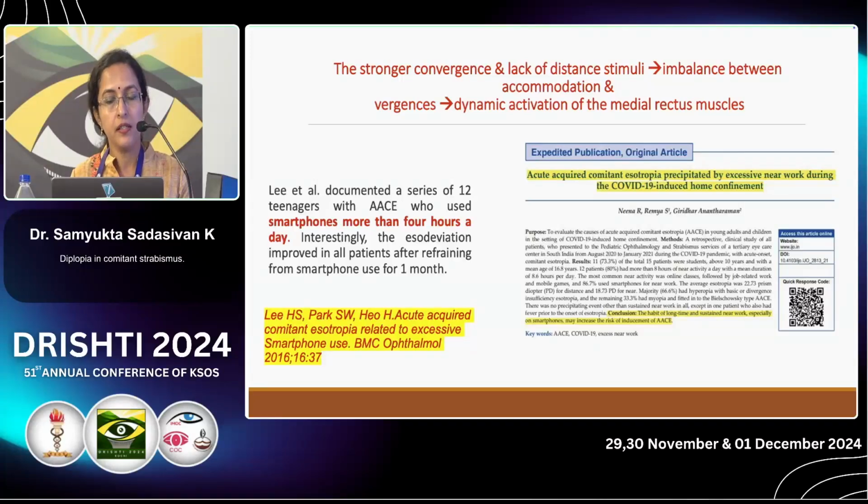So this is an interesting article which got published from Kerala in the COVID times. Similar reports have been published in the past as well. All of them point towards the fact that the stronger convergence and lack of distance stimuli create an imbalance between accommodation vergence mechanics, and that further leads to dynamic activation of medial rectus muscles.